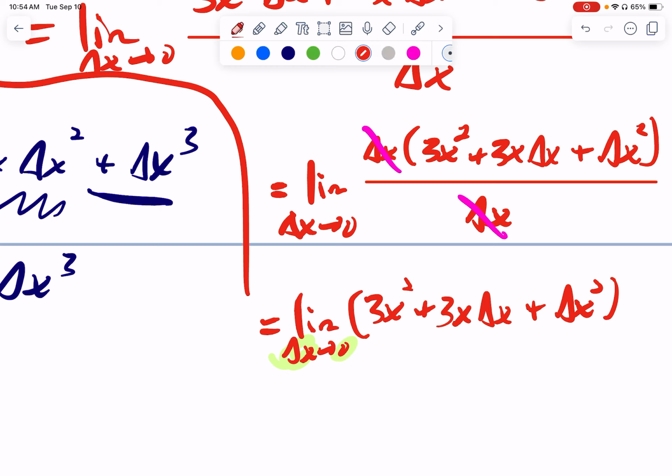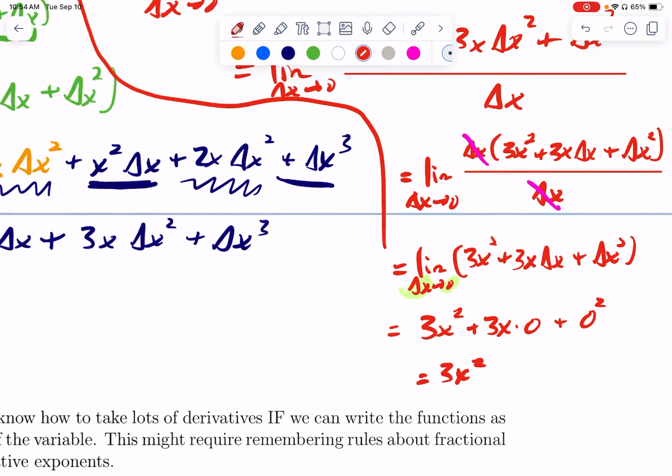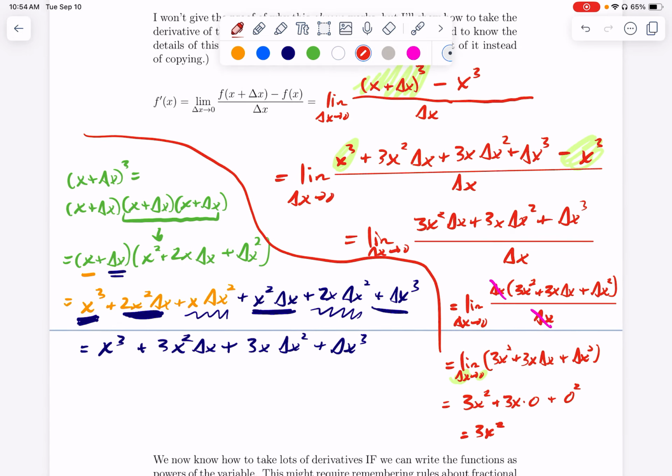I am going to plug in delta x is 0. The x just stays in here. So we have 3x squared plus 3x times 0 plus 0 squared. So a lot of that is 0, and our answer is just 3x squared.